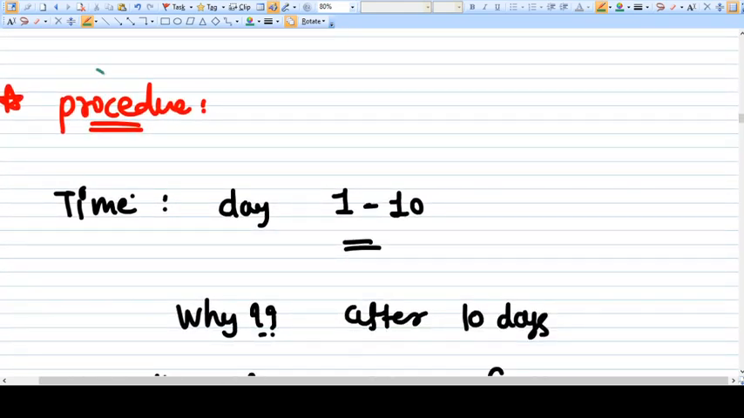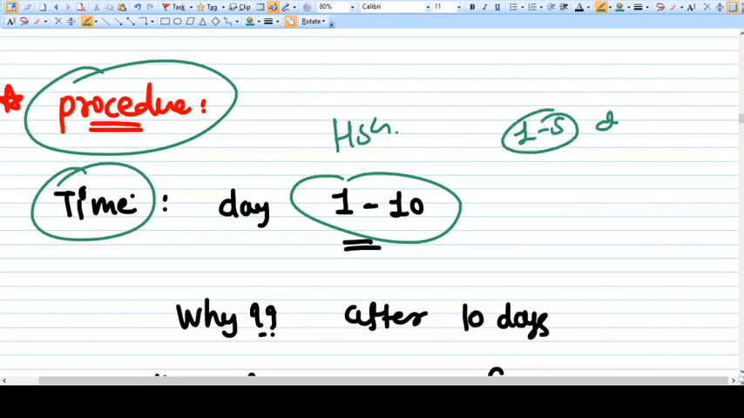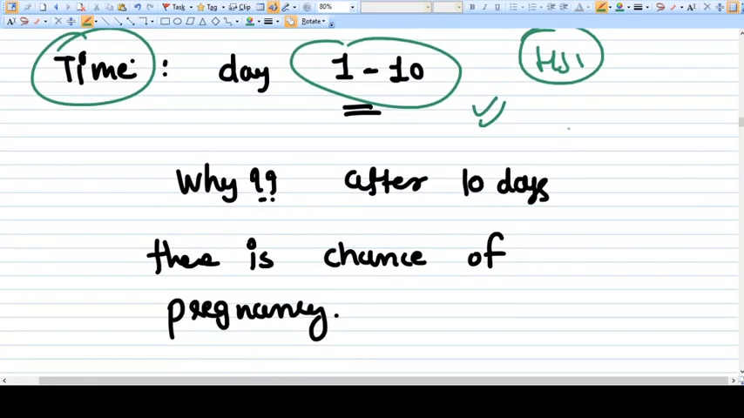Okay, so now let's see the procedure. What is the time of doing HSG? Days 1 to 10 is a very good time to assess the HSG. Initially days 1 to 5 are for menstruation, so we should try to avoid HSG in this period. But once the menses is over, we have a very good time for assessment. Why don't we do it after 10 days? Because there is a chance of pregnancy, and we don't take any chance of damaging the pregnancy.